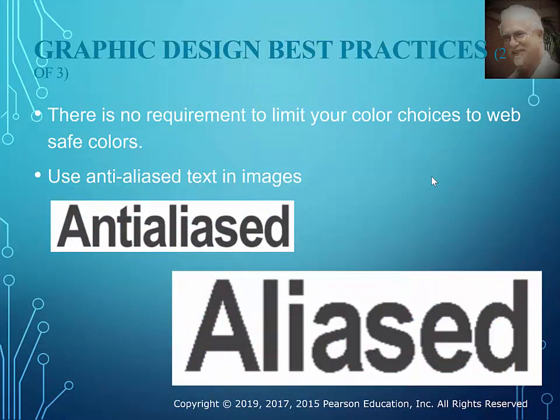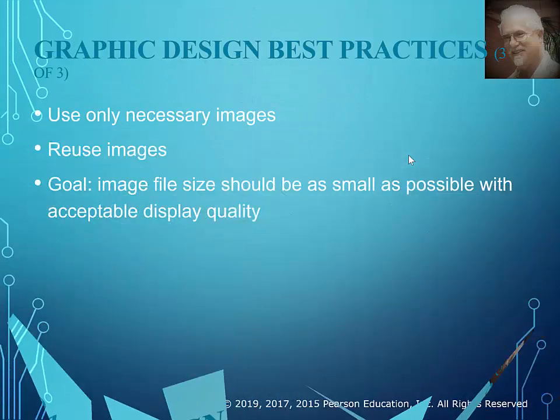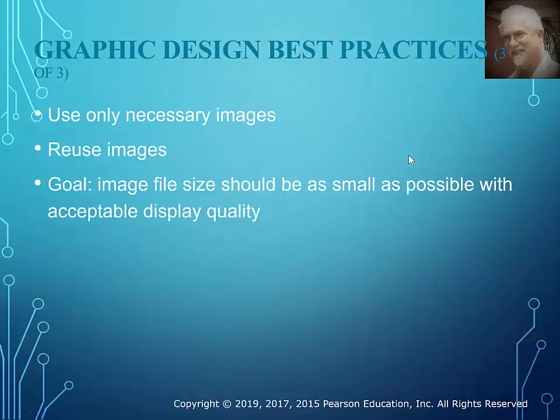Graphic design best practices: use anti-alias text and images. Here's an example of anti-alias text and alias text. You see the alias text has a lot of jaggies. We don't like jaggies. Use only necessary images. Reuse images. I mentioned in other lectures that reusing images is like free bandwidth. You've already cached it, so it doesn't cost anything to use them again. You want things to load fast. That's the main thing. Nobody likes waiting for websites. No one wants to wait for your website either.